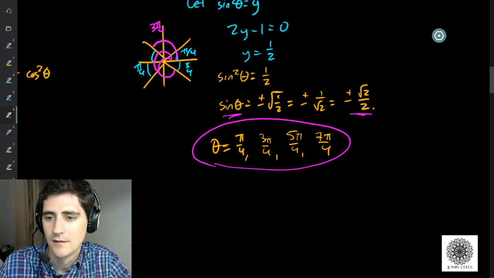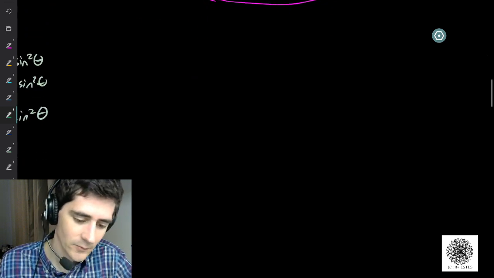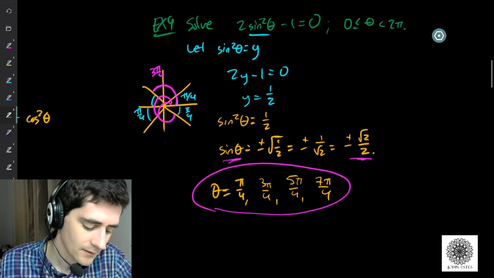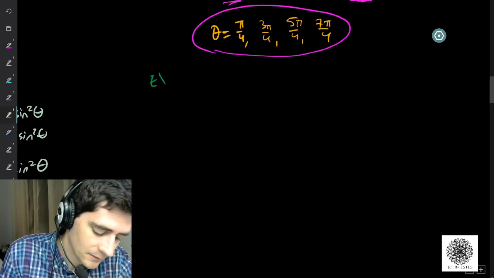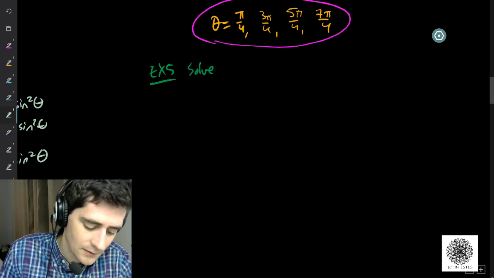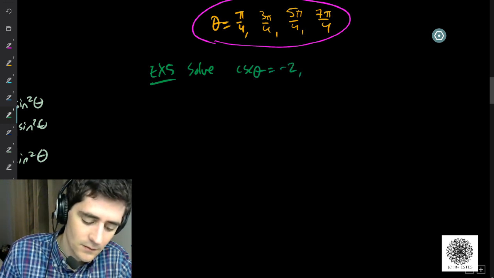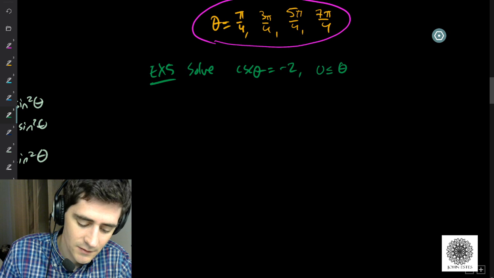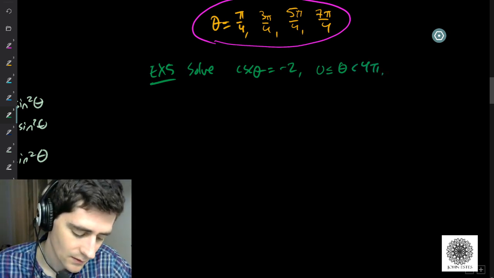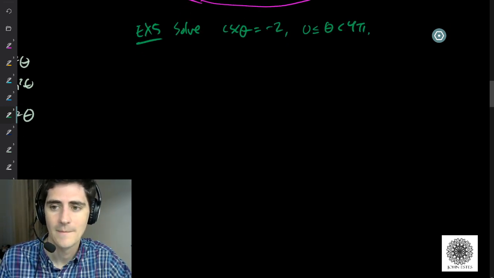All right. Let me show you one more, and then we'll pick up with example 6 next week. Okay. So that's example 4. Example 5, we have: solve cosecant theta equals -2, going from 0 to 4 pi. So I actually want 2 revolutions this time.